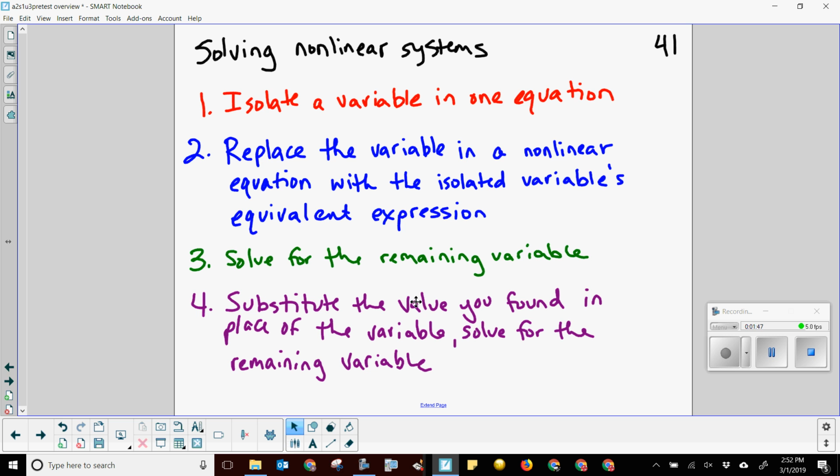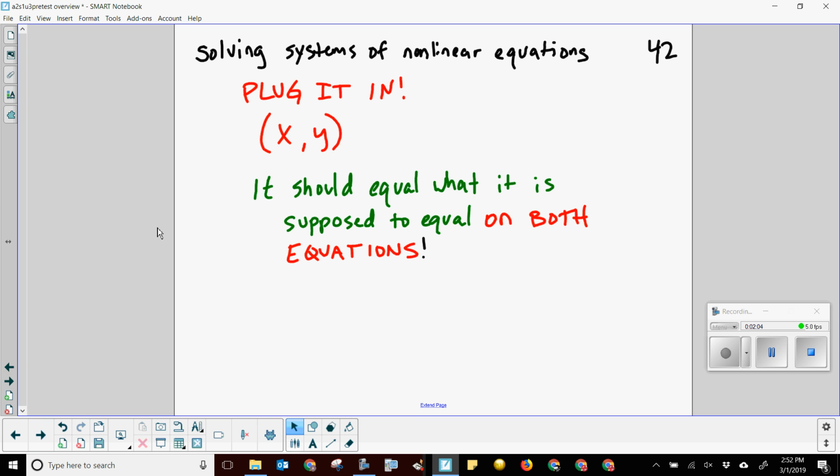And last, substitute what you got into one of the equations in place of the variable. So if you know x is 5, go back in and say, instead of 2x, put 2 times 5 and get an actual number and solve from there.